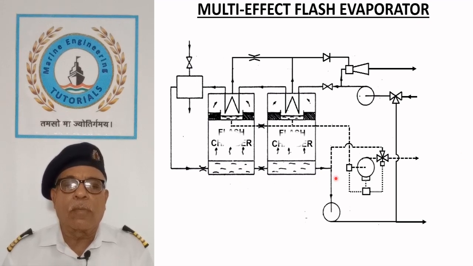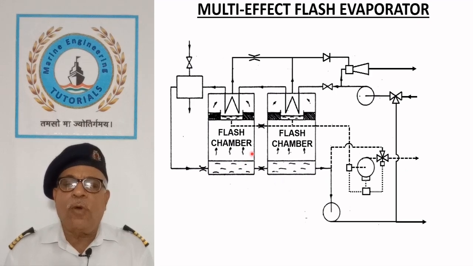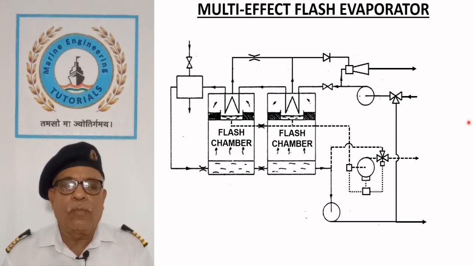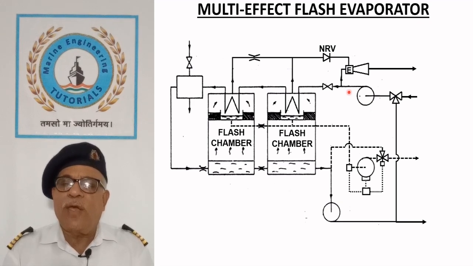It consists of two flash chambers. Air ejector E maintains vacuum in flash chamber. Air extraction line consists of a non-return valve NRV to prevent backflow of air. An orifice is used to maintain pressure difference between the two flash chambers.